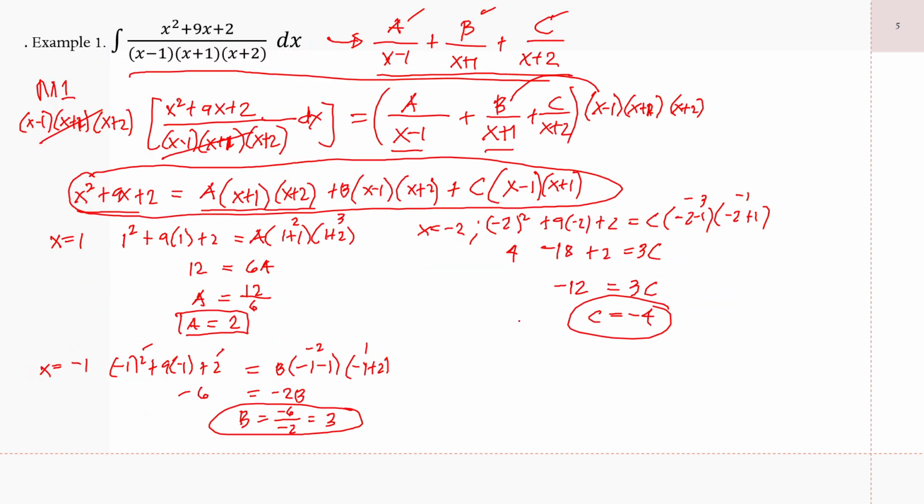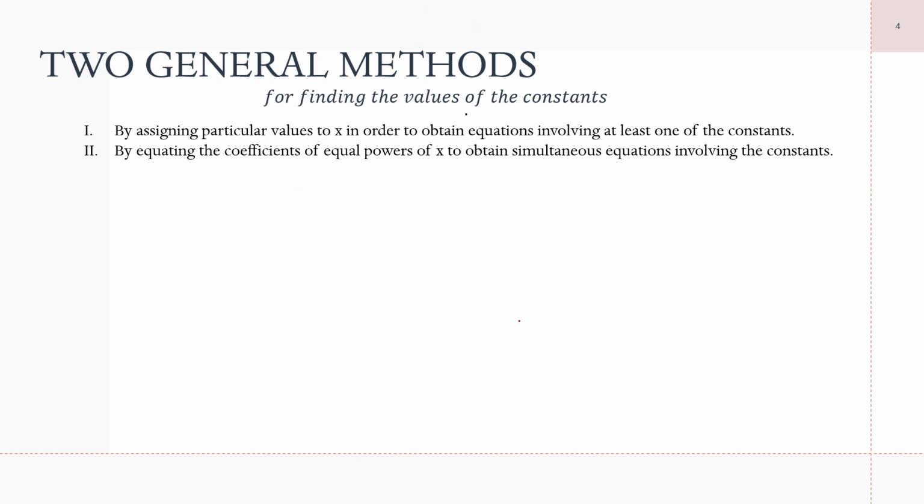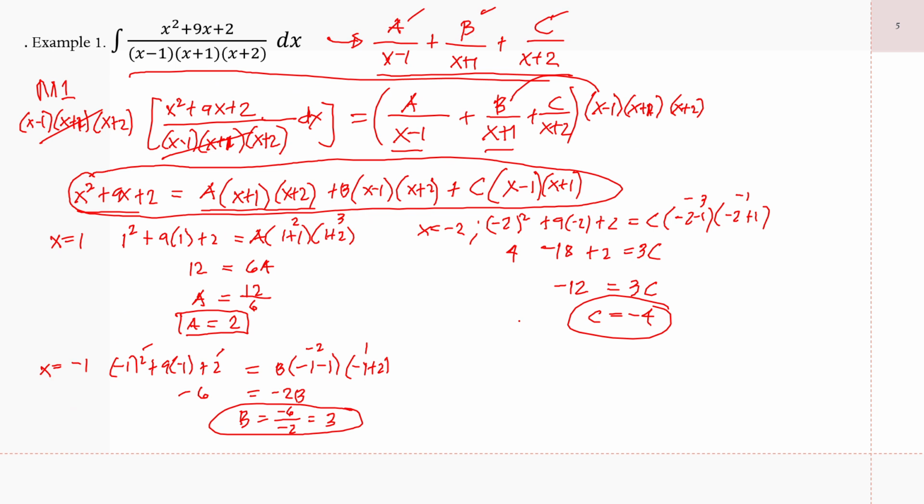So again, there are two methods. The first is assigning particular values of x in order to obtain equations involving at least one of the constants, and the second is equating the coefficients of equal powers of x to obtain simultaneous equations involving the constants. So that's it for example number 1. Okay, let's proceed with example number 2.